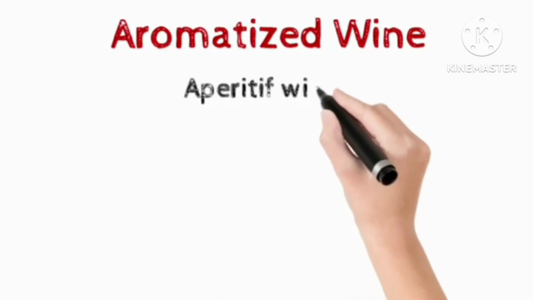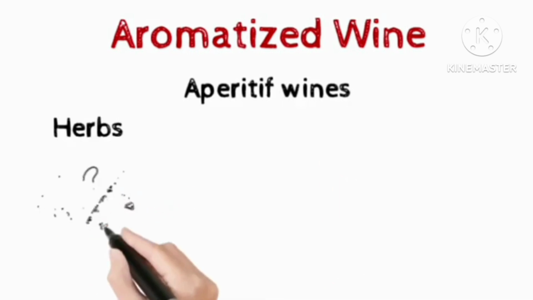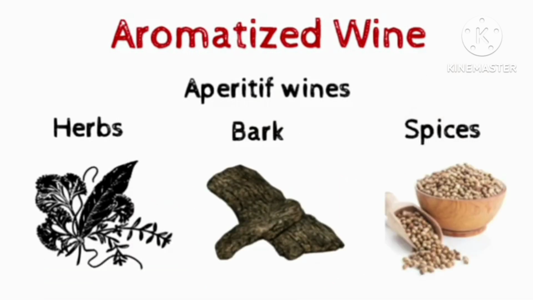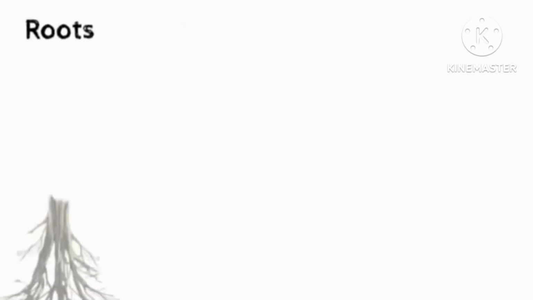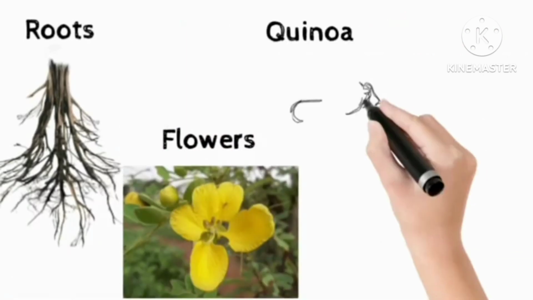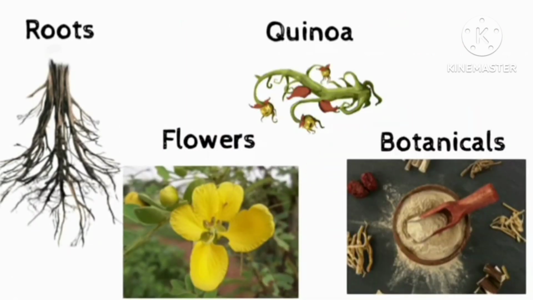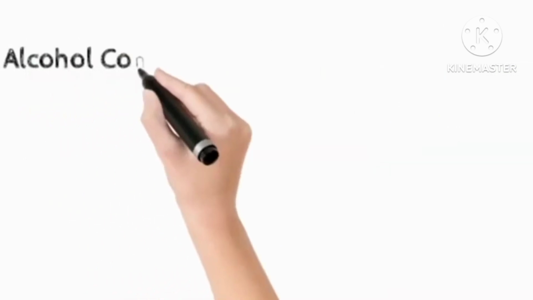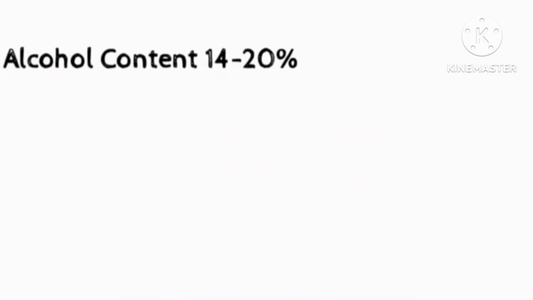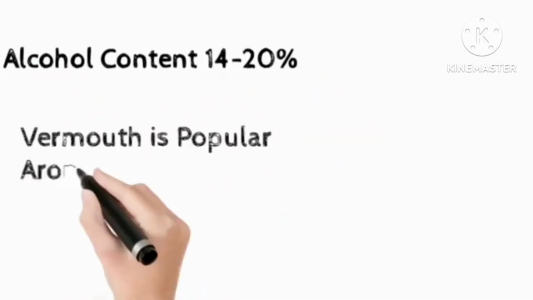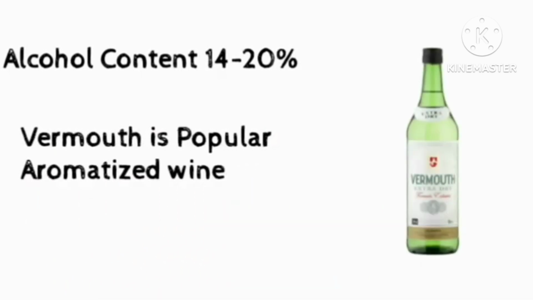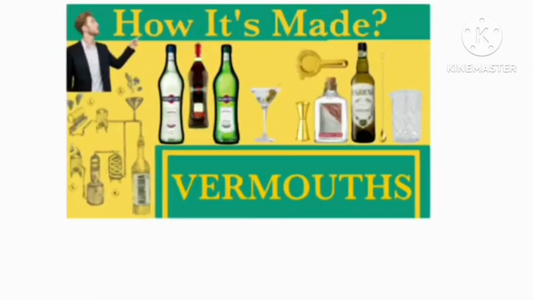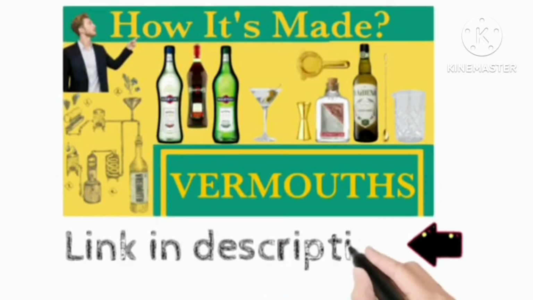Aromatized wine. Aromatized wines are also known as aperitif wines. These wines are fortified and aromatized with herbs, bark, spices, roots, flowers, quinine, or other botanicals. The alcohol content is normally 14 to 20%. Vermouth is the most popular aromatized wine. To learn more about vermouth, kindly check the link in description.